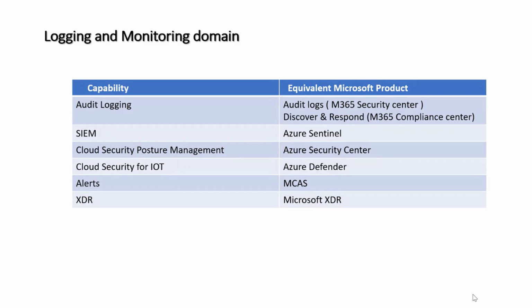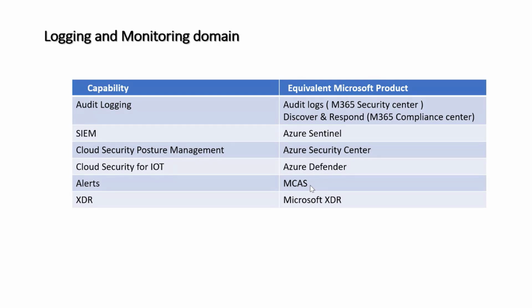At times you might see that one product can appear across different domains, but that is the way it is, right? So you would see MCAS, which is a CASB, as a part of data protection, and then you would also see MCAS as a part of alerts. That's how it has been designed.